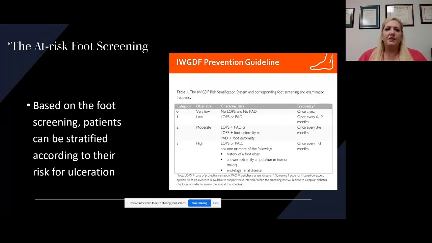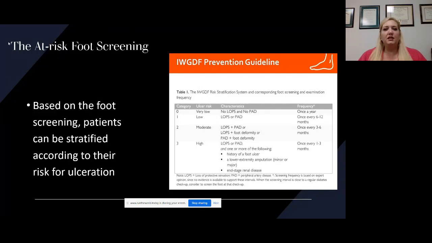So let's talk about the frequency of at-risk foot screenings. And it's really based on the findings of the patient. We could stratify how often they should be seen. These guidelines are from the International Working Group of the Diabetic Foot. And this is, again, an international consortium. They are a really great resource for any kind of information or treatment algorithms for the diabetic foot. And their recommendation is, patients that fall into category 0, they don't have any loss of protective sensation or peripheral arterial disease. Their risk of ulceration is low. Those are the folks we can see annually.